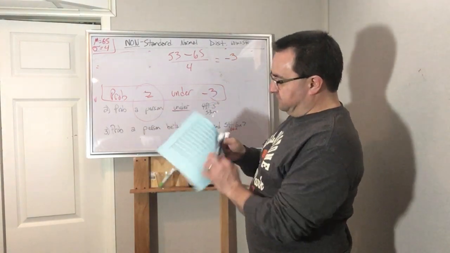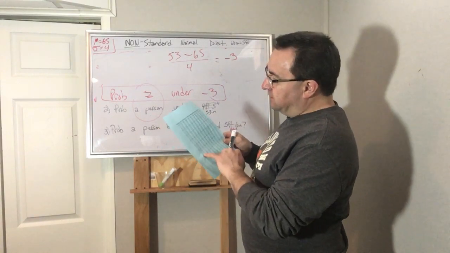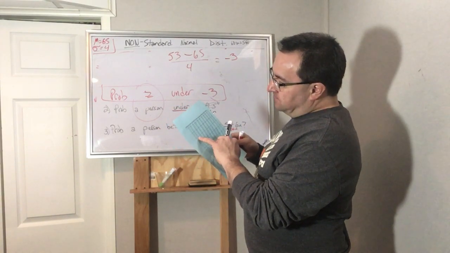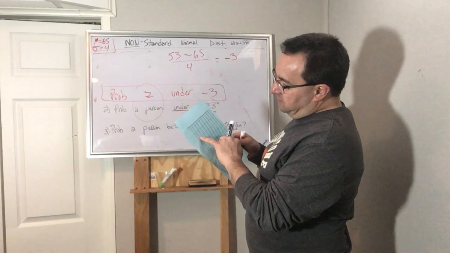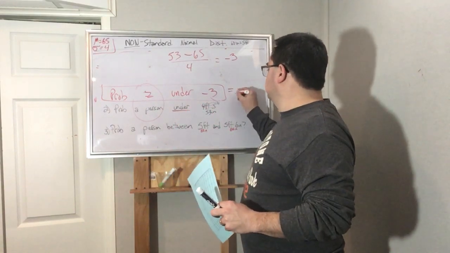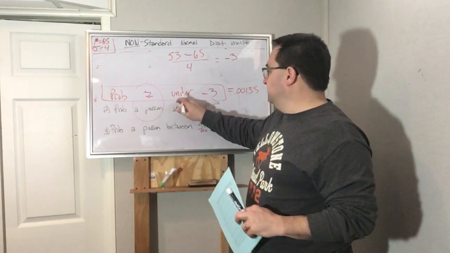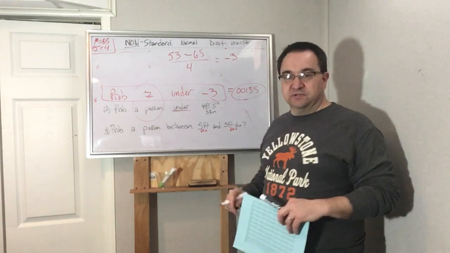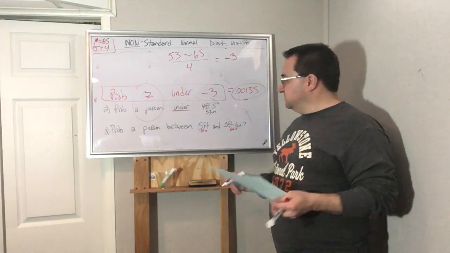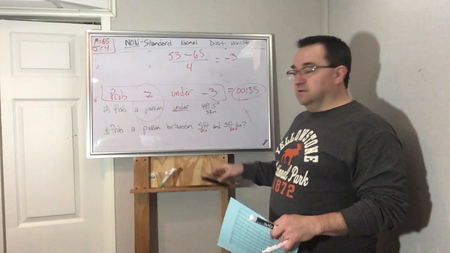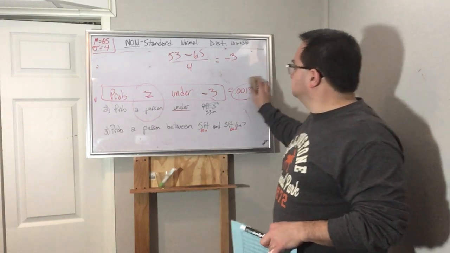So I got to go to the negative side. And -3.0 says 0.00135. And it is under, so that would be my answer. And I believe that did match our calculator answer. Okay, third one.